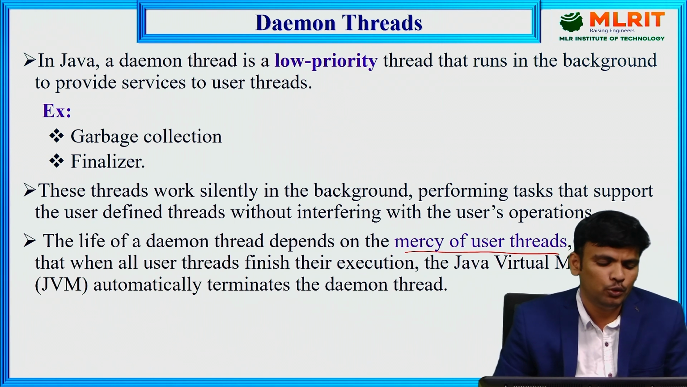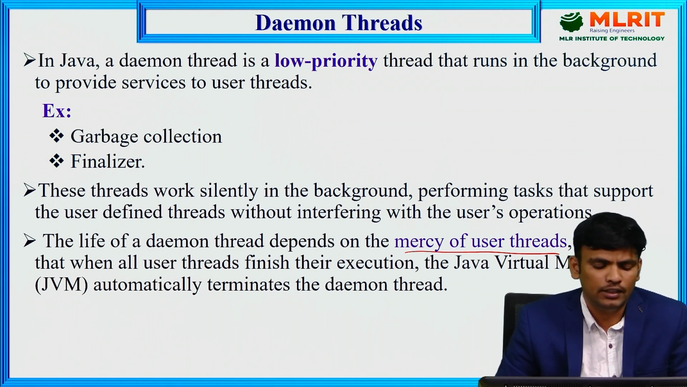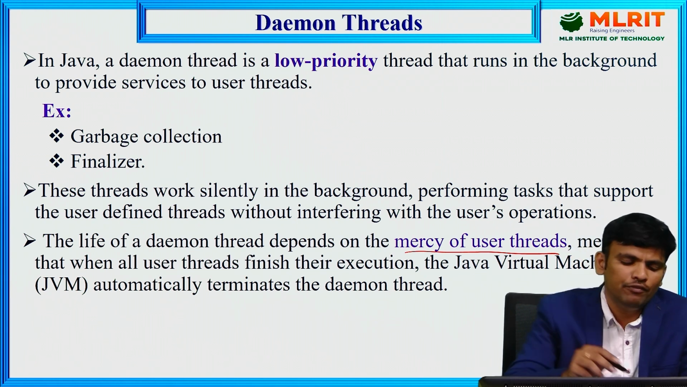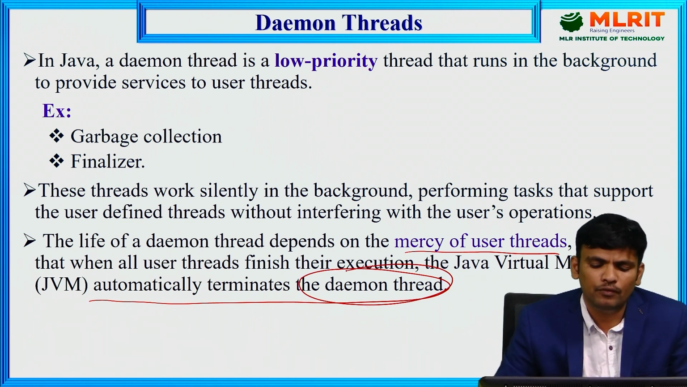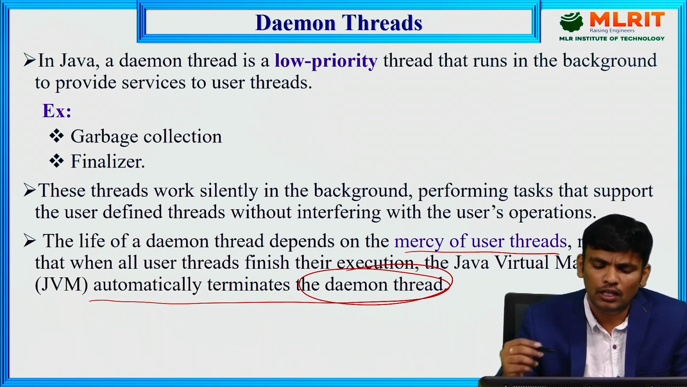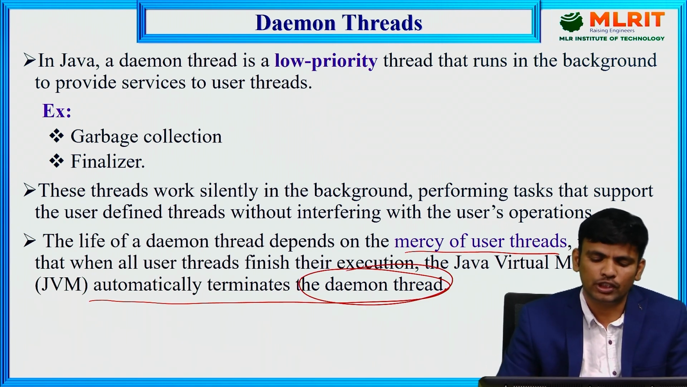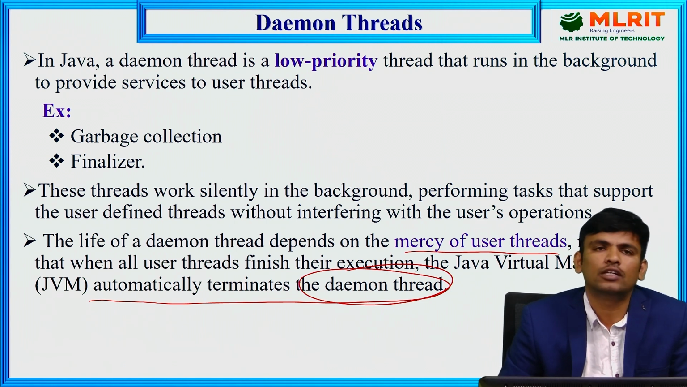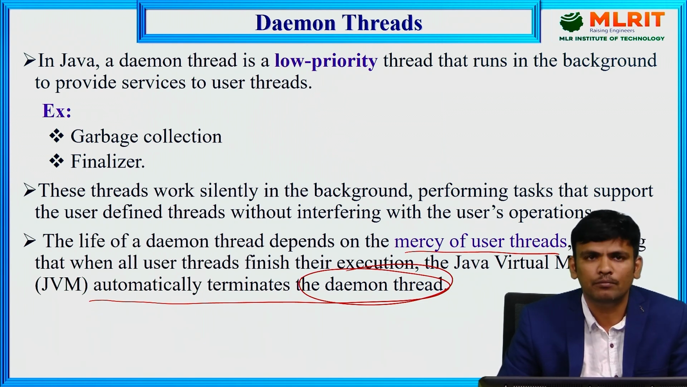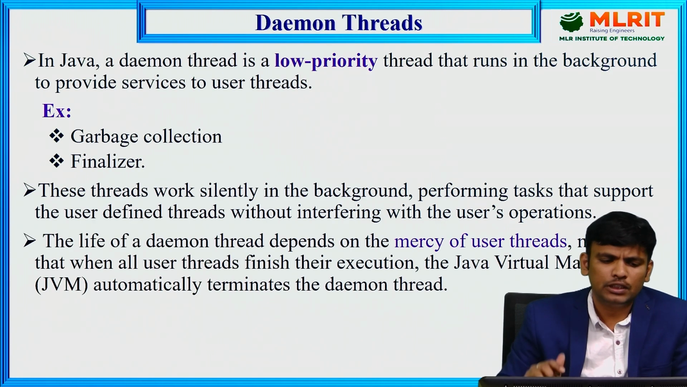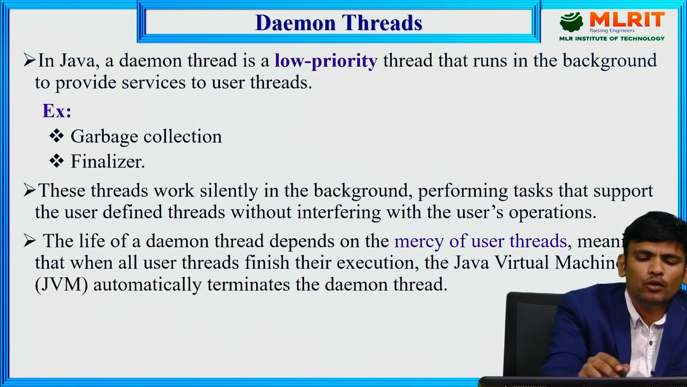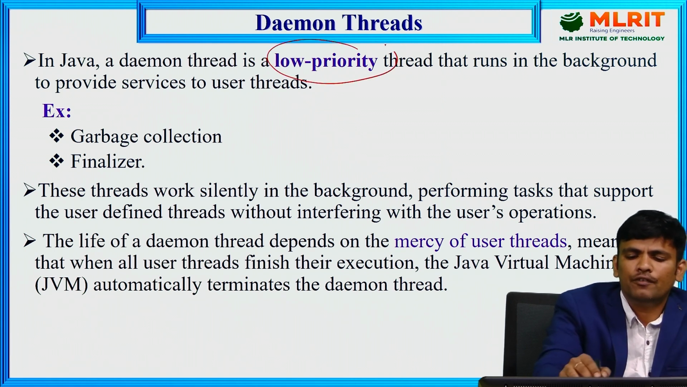Means if the user defined threads' execution is done, automatically the JVM will terminate the Daemon threads. But before that, the JVM will not terminate the Daemon threads. So as I mentioned, you can observe the first point: in Java, Daemon threads work with low priority.